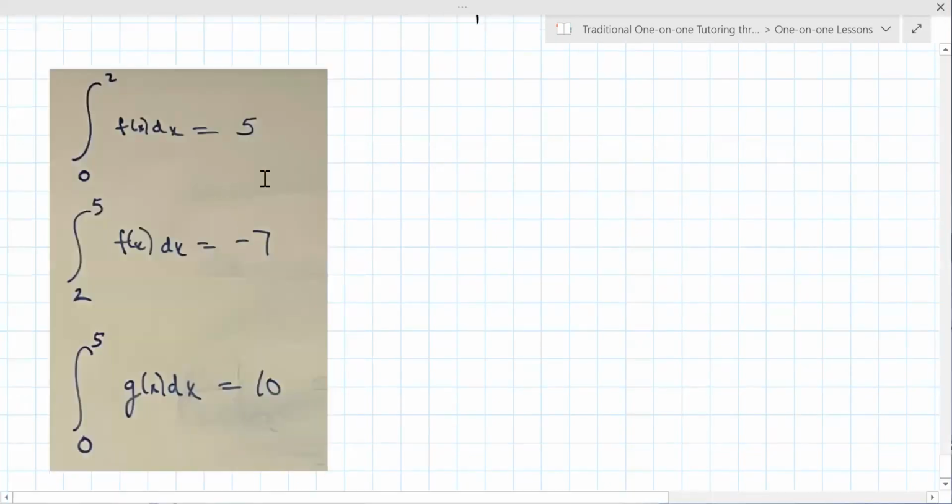So they give you the integral from 0 to 2 of f of x dx is 5, 2 to 5 of f of x dx is minus 7, and then a totally different function from 0 to 5 is 10. And that's how it starts here. So then the instructor asks for the integral from 0 to 5 of f of x dx.